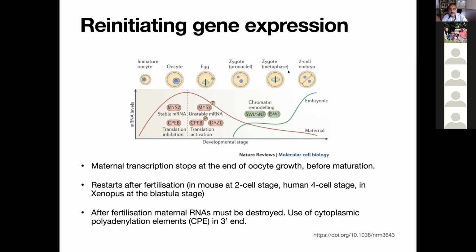I think I'm a bit confused about the term maternal RNAs. Does it involve the RNAs which have been provided by the support cells, or also the ones which have been generated within the oocyte before the transcriptional arrest, or is it both? It's both. So it's any RNA that's there in the egg prior to fertilization. Okay.